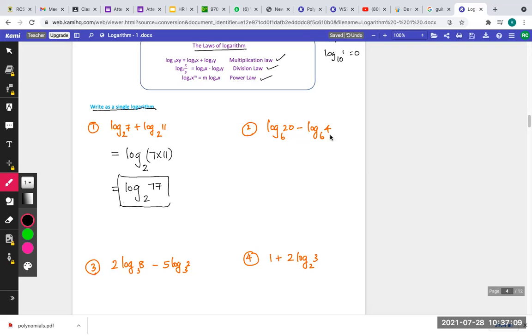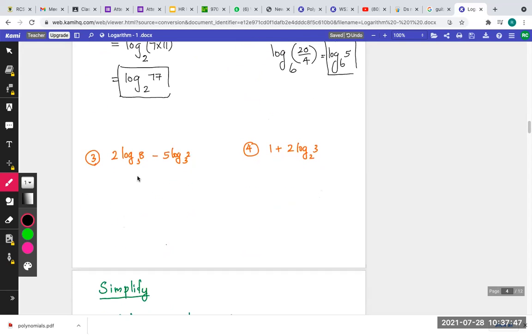Second one is subtraction. If you want to subtract 2 logs, it is same as dividing both, right? So 20 divided by 4 with the common base 6. Remember, both the bases are same here, 6, and in the first question, both the bases are 2. So what if the bases are different? Can we do this? No, you can't do this. There is a change of base method, but you don't have to learn that. Change of base is not in your syllabus, even though you have studied it in A math. Okay. So log 20 divided by 4 is 5. So log 5 to the base 6, that is the final answer here.